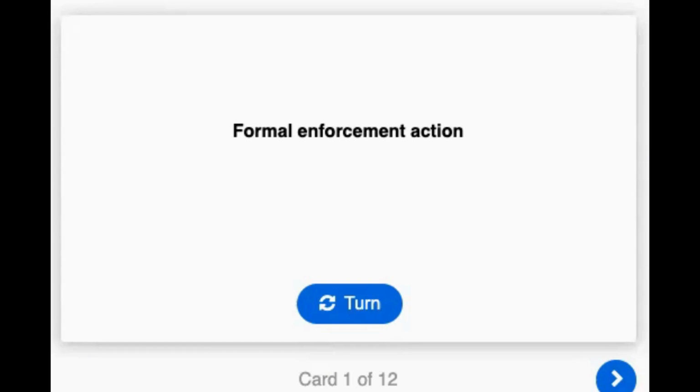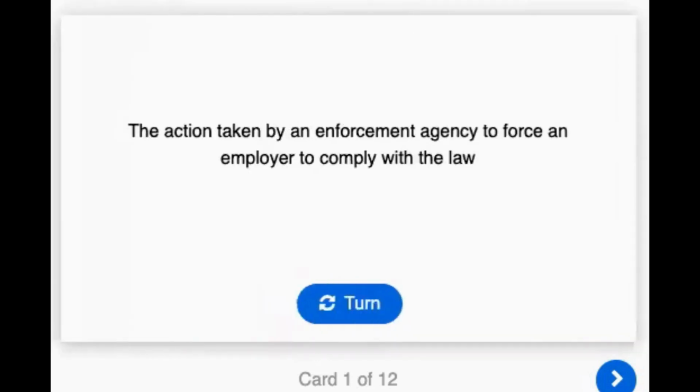The first card is, what is formal enforcement action? Just think in your mind for a few seconds, then I will turn the card and you will see the response. Here comes the response to this statement: the action taken by an enforcement agency to force an employer to comply with the law.